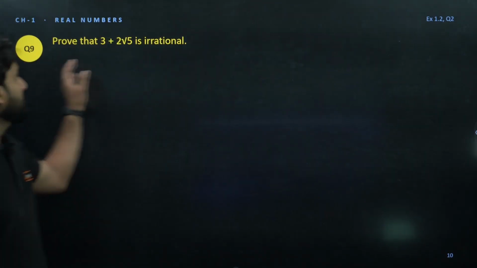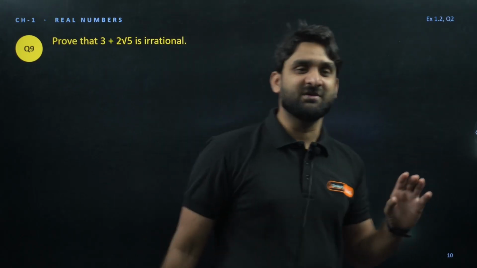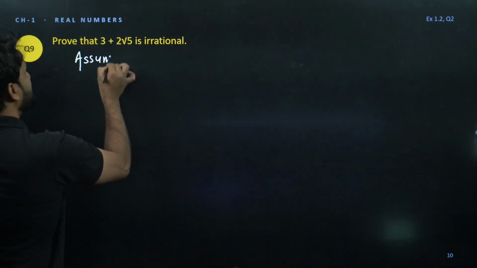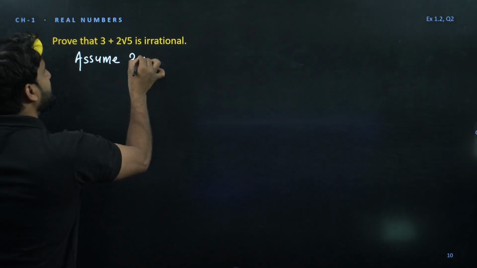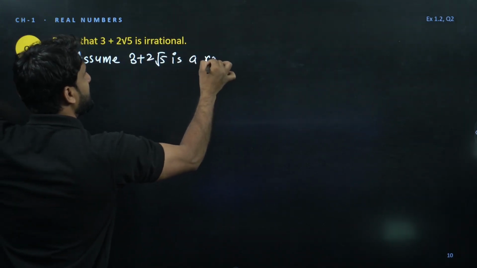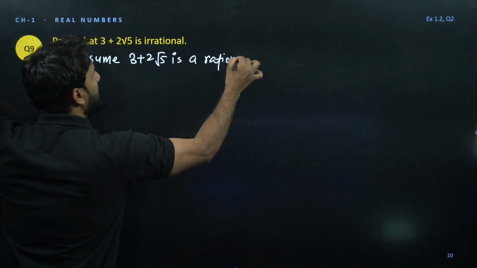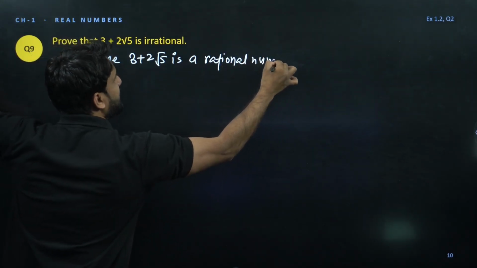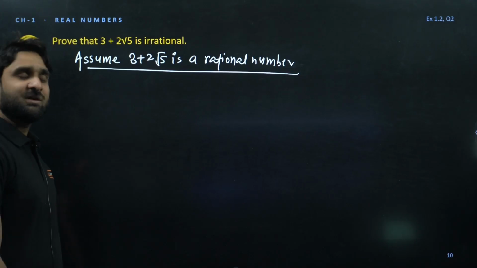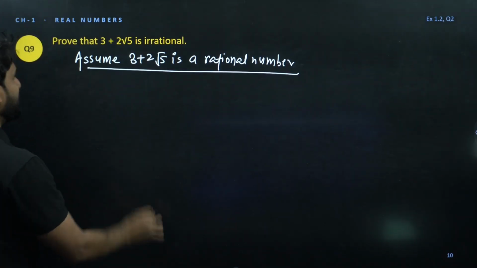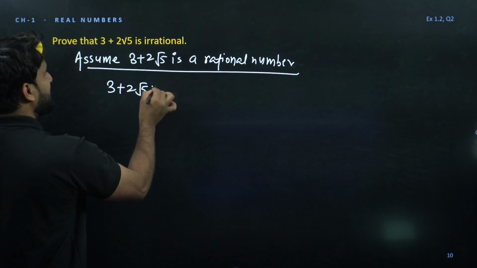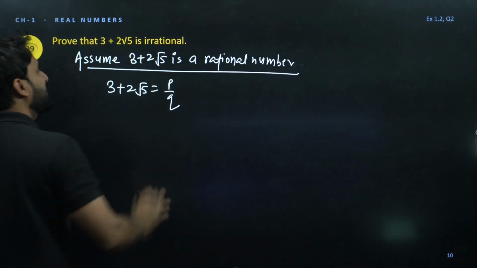Moving ahead. Prove that 3 plus 2 root 5 is an irrational number. Again, start your solution with an assumption. So assume 3 plus 2 root 5 is a what? Rational number. Assume this is a rational number, and automatically some contradiction will occur. The contradiction will come automatically, don't worry. So if we have assumed this number as rational, it can be written as P by Q.